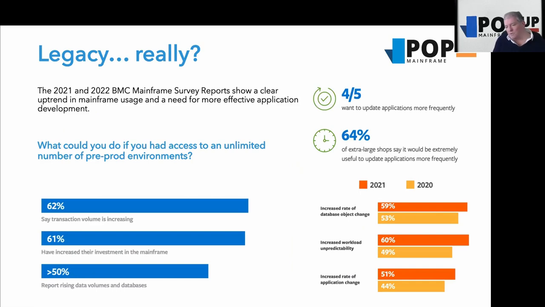So a lot of people talk about mainframe like it's a legacy thing that we need to move away from. But that's not what the data actually proves out in reality. What we're seeing is that customers who've got an investment in the mainframe are typically seeing increased workloads. They're seeing a need to update their applications more frequently. They're seeing large shops say it would be extremely useful to be able to do all of this in a more high velocity fashion, because the transaction load is increasing. Workload unpredictability is increasing. So anything that would help with an elastic kind of mainframe offering would be really, really useful.